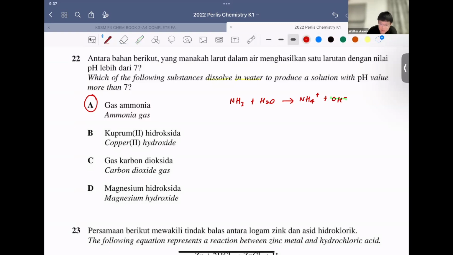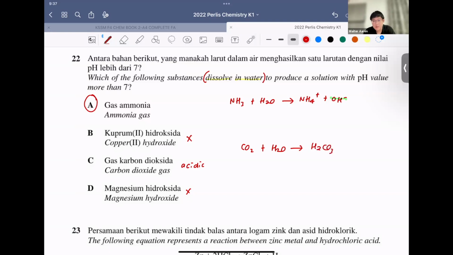Okay, so most likely you'll be wondering like why others cannot. So copper hydroxide over here cannot dissolve. I mean, it is already considered as a solution. Okay, and then magnesium hydroxide also considered as a solution already. So these two itself are already in a solution form. So therefore, they do not have to dissolve in water anymore. Carbon dioxide gas is actually acidic. So you should have a pH less than 7. So we all know that carbon dioxide dissolves in water to produce carbonic acid in a way.